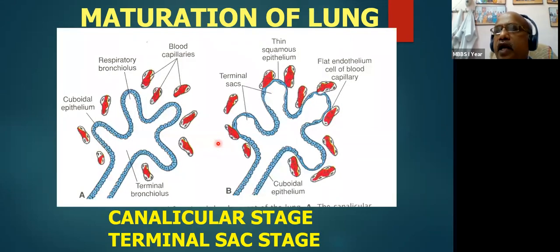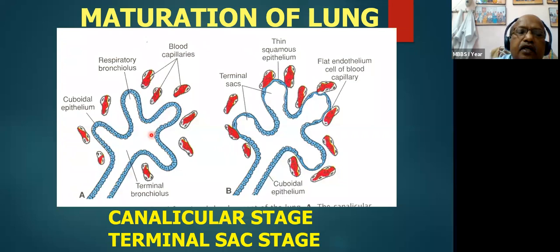Now the another part you should know is the maturation of lung. We have 3 or 4 stages in the maturation of lung. Already you know the function of your lung. The respiration, or exchange of carbon dioxide and oxygen, is the main function. So already you know that.